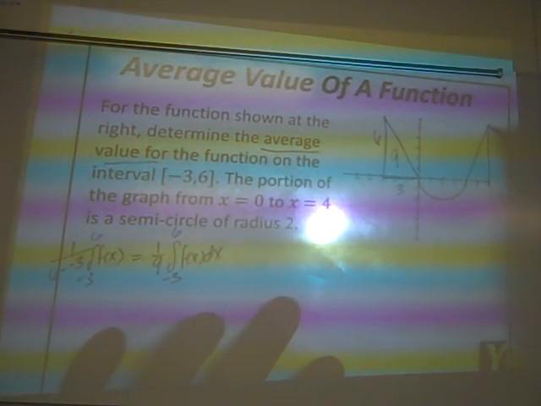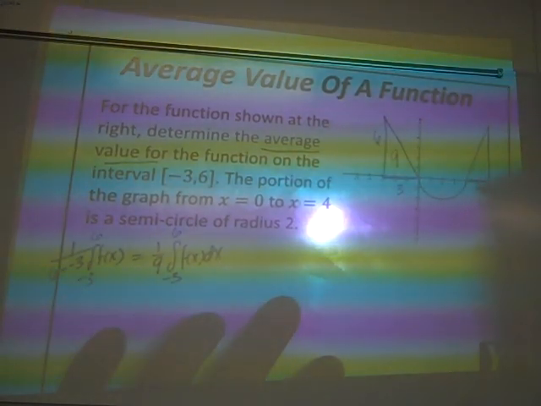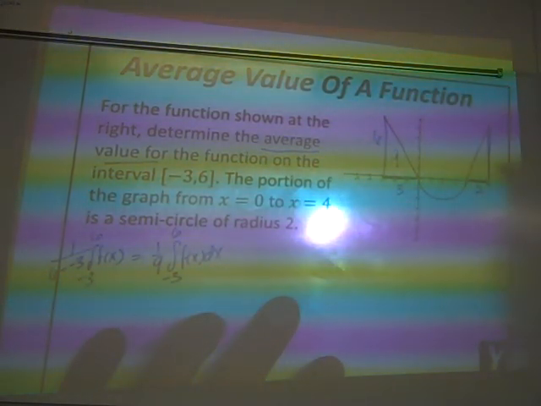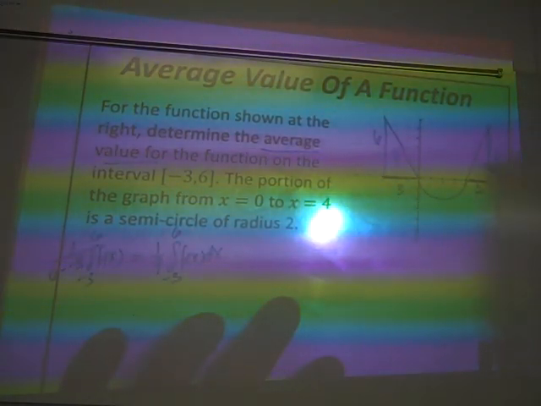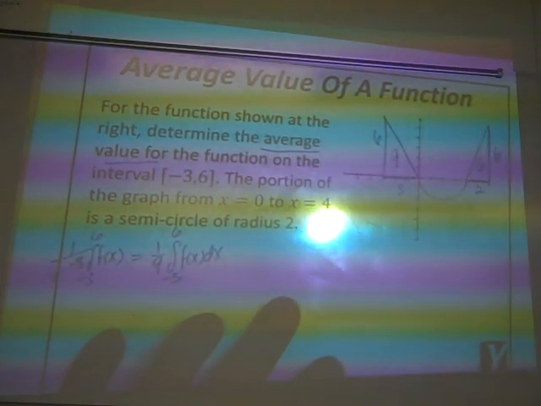Now we get another triangle over here. The base of this triangle is 2. The height of this triangle is 6. 2 times 6 is 12. Cut that in half. We get positive 6.